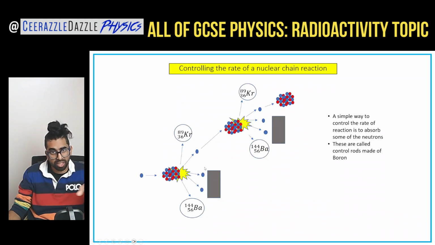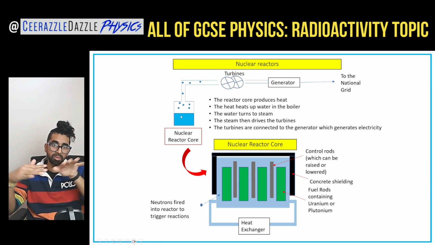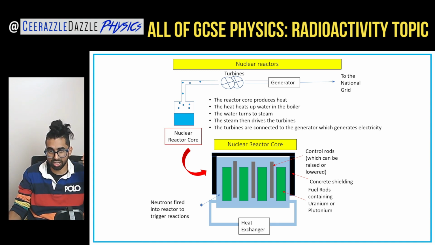Now let's look at all of this within a nuclear reactor. Hopefully you remember that a nuclear reactor core is going to produce energy in the form of heat. It then heats up the water, which turns into steam. The steam then goes through the turbines, which connect to the generator, which creates electricity. So what does a nuclear reactor core look like? It looks like this.